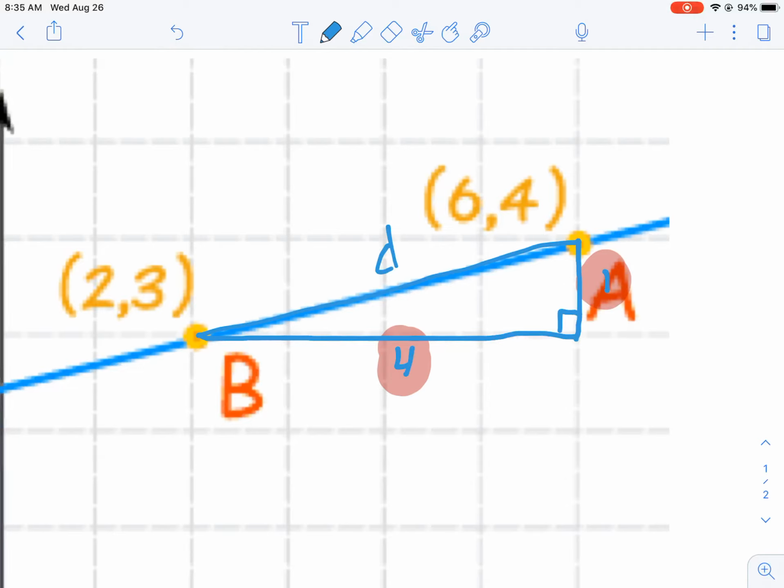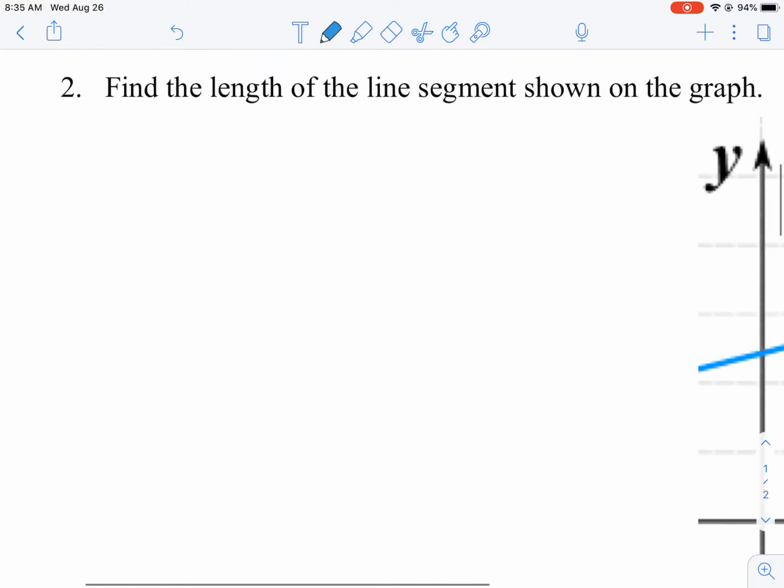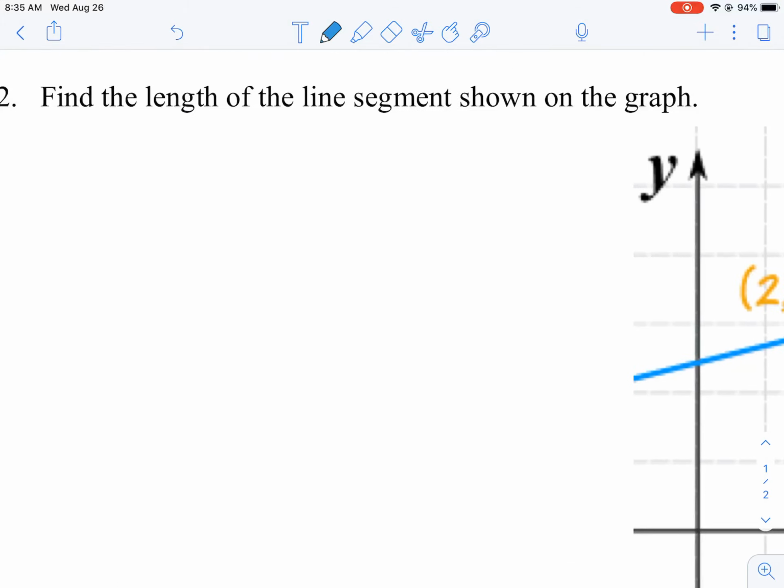The Pythagorean theorem says that if you have 2 sides of a right triangle, you can get the third side. It specifically says that a squared plus b squared equals c squared, where c is the hypotenuse and a and b are your 2 sides. So our distance that we're looking for, that's the hypotenuse, okay? And our sides are 4 and 1. So we're going to use the Pythagorean theorem here.